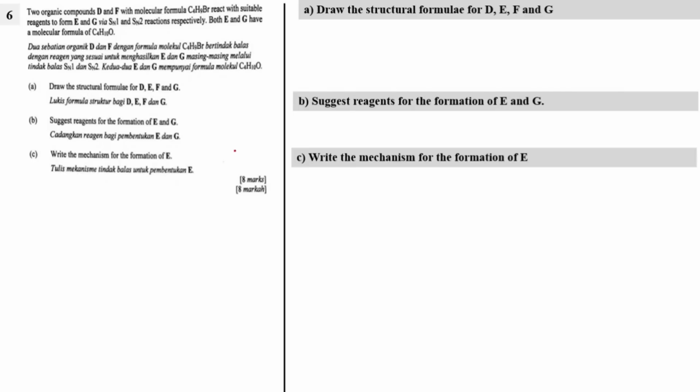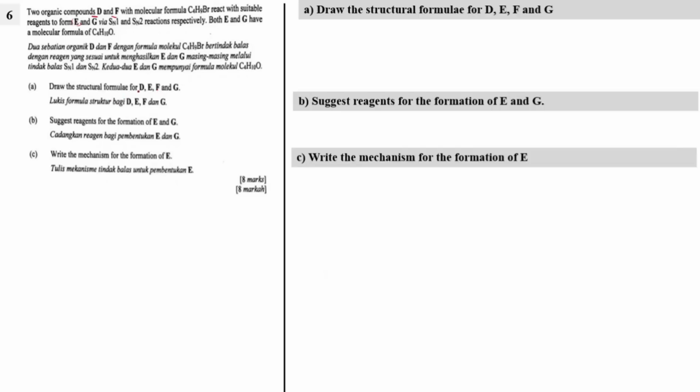For question number 6, it was stated that two organic compounds D and F with the molecular formula of C4H9Br react with suitable reagents to form E and G via SN1 and SN2 reactions respectively. Both E and G have a molecular formula of C4H10O. So for question 6a, we need to draw the structural formulae for D, E, F, and G.